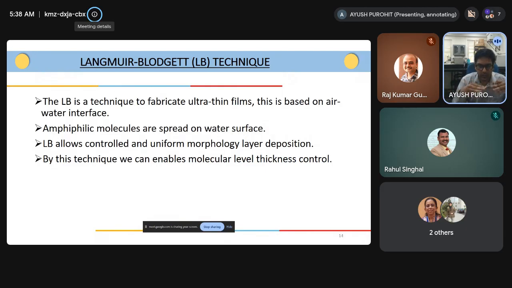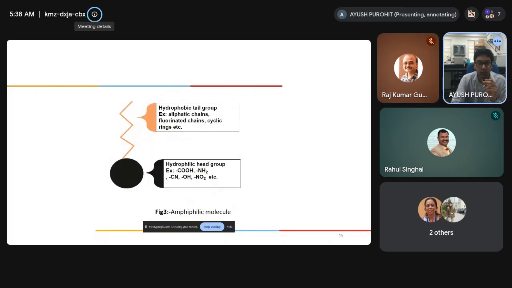Amphiphilic molecules, we spread amphiphilic molecules on the air-water substrate so that they align according to their head and tail groups to the air-water substrate. I will discuss this in the next slide with the help of a diagram. This is the amphiphilic molecule. Here is the hydrophilic head group, and this is the hydrophobic tail group. The hydrophobic tail groups are away from the water surface, and the head groups are towards the water surface.